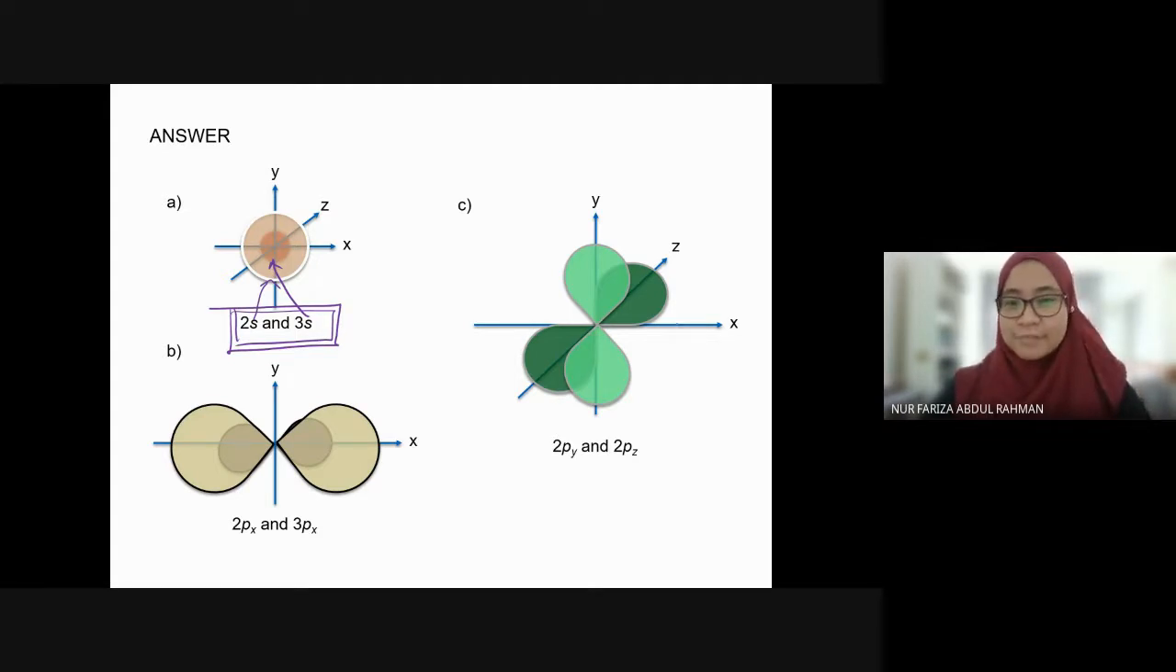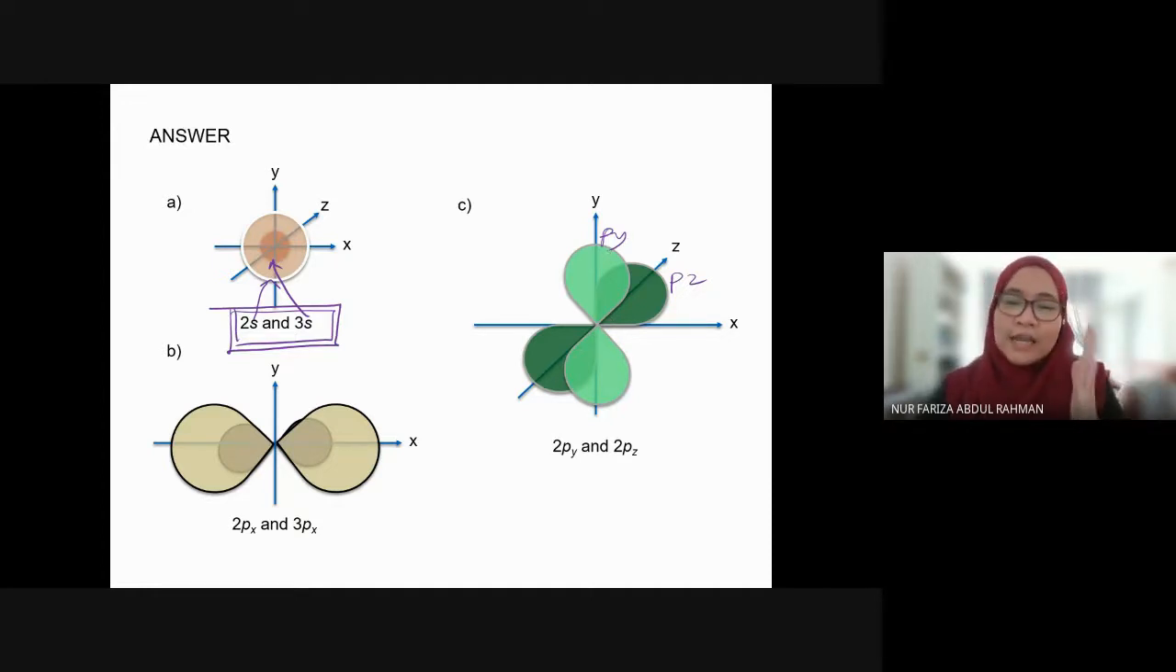So this is PX. PX dengan PY yang mana? Yang mana? Tak tahu pun. So you have to label lah. Okay, so this is PY and this is PZ. Sometimes kita tengok, okay, pandai tak this student dia draw on the Y axis. Okay, so kita sometimes we are very lenient.